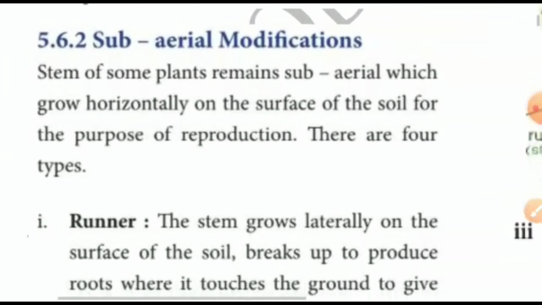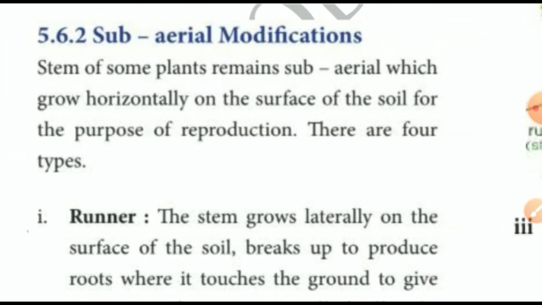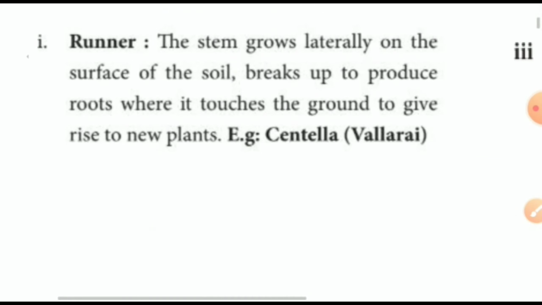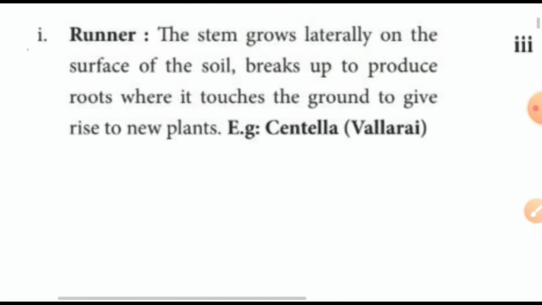Next, subaerial modification. The stems grow horizontally on the surface. For what purpose? The purpose of reproduction. Where it touches the ground, it grows into new plants. How many types of subaerial modification? Four. What are they? Runner, stolon, offset, and then sucker. Last one, sucker.